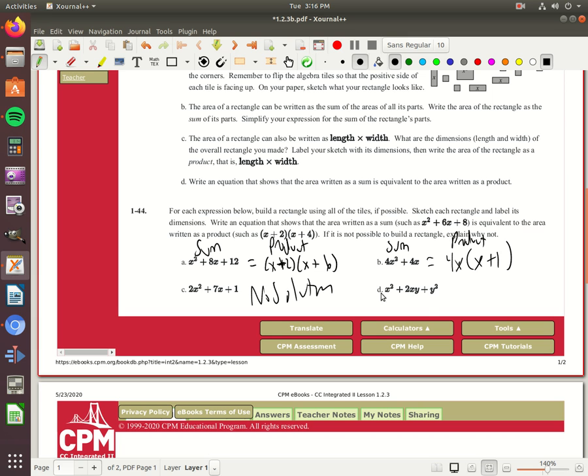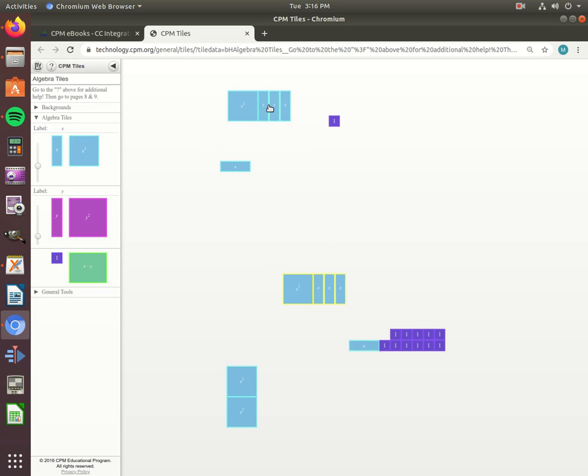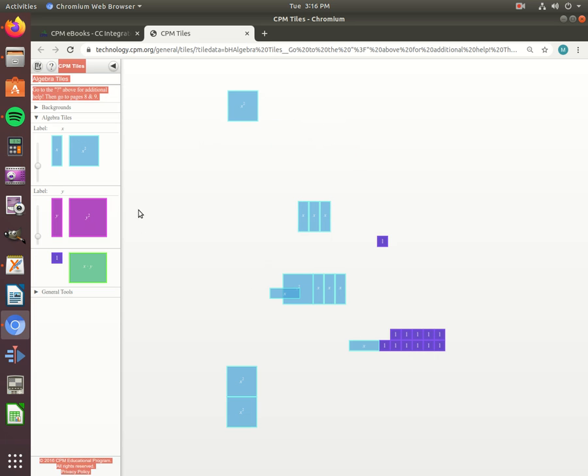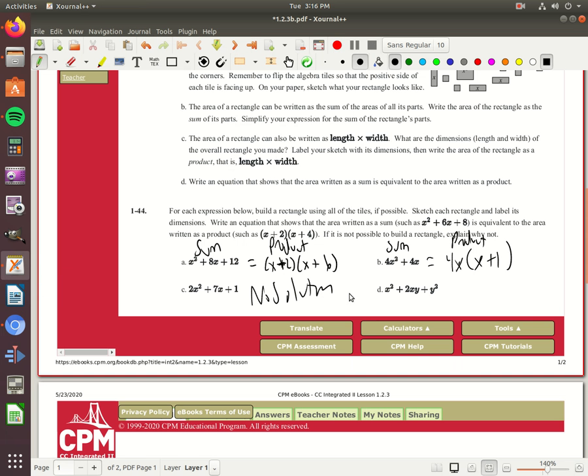And if we go to this one, x squared plus 2xy plus y squared, let's go ahead and set that up. X squared plus 2xy plus y squared is, I believe, what we're coming up with here. Let me double check that again. So x squared plus 2xy plus y squared.